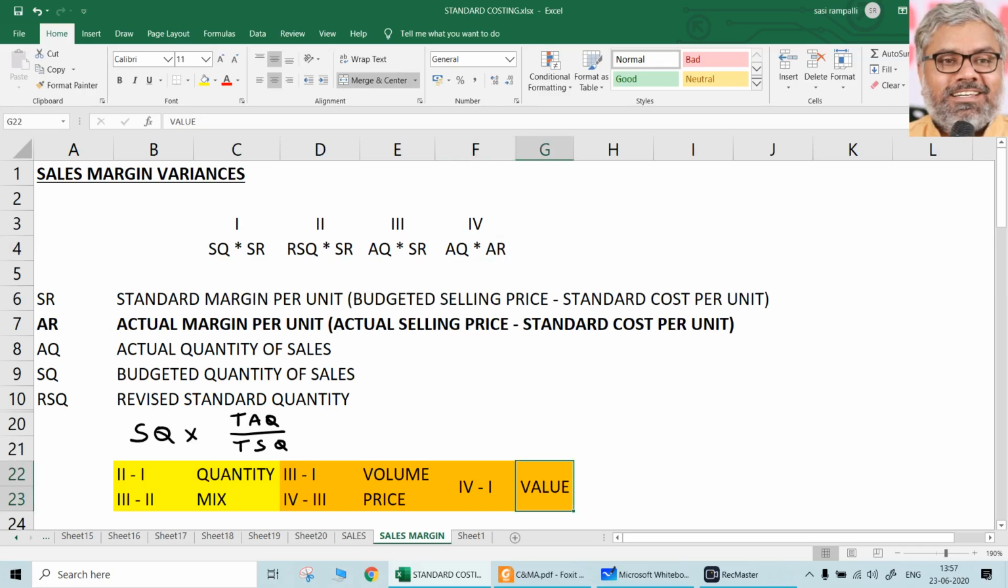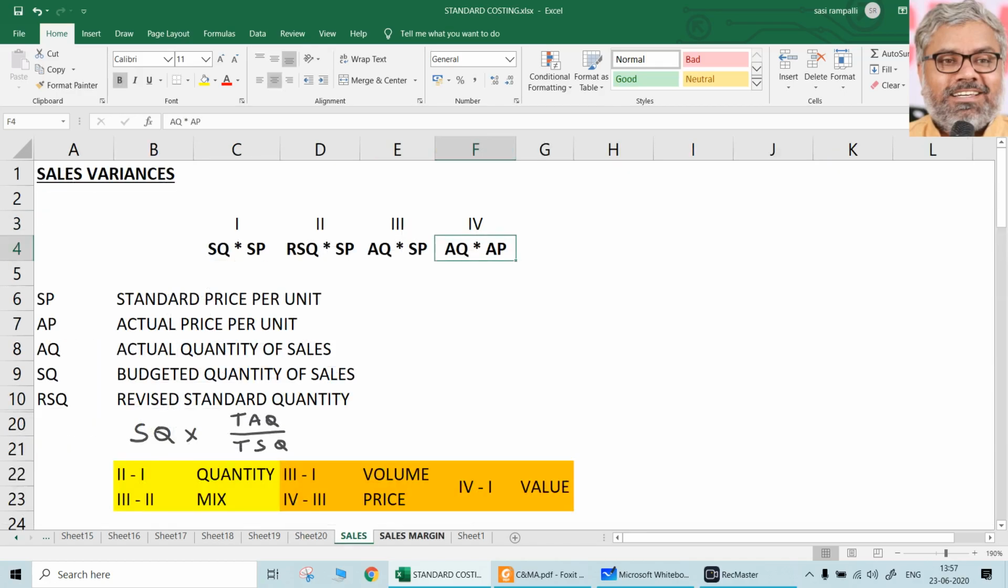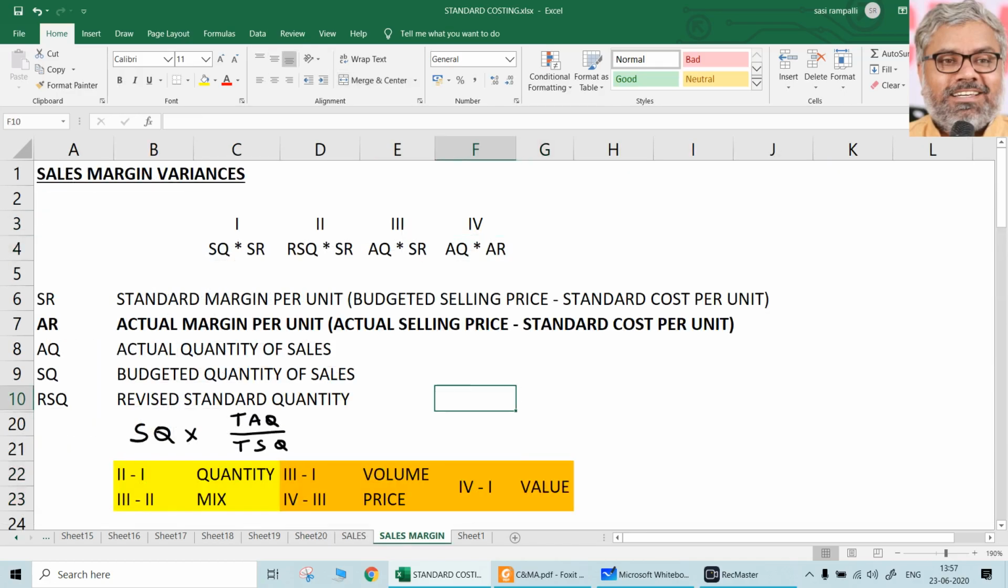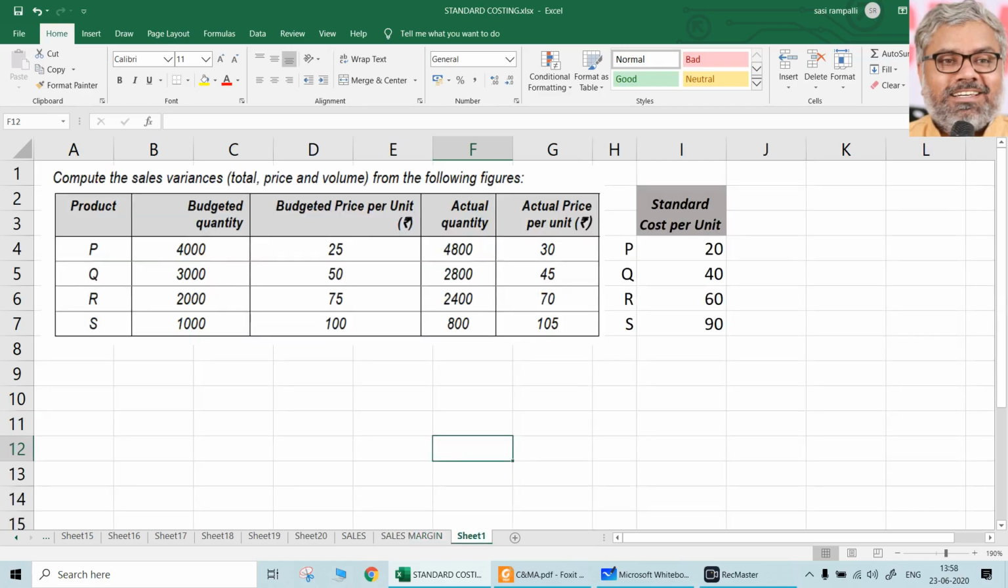Another important point to note in sales margin variances is that standard margin is budgeted selling price minus standard cost, but actual rate of margin is actual selling price minus standard cost per unit. That has to be taken as AR. So these are the formulae for sales variances and sales margin variances, which are quite possible to be asked as a surprise, not necessarily regularly, but if it is asked, we should not lose that. That is why, as a continuation of other variances, we can have these variances also.